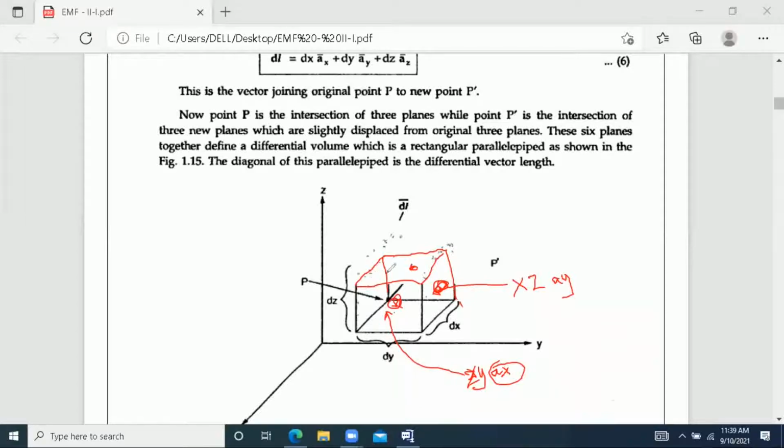Similarly, if I said this side, which is y times x, is in the az, and the bottom would be in the minus az.